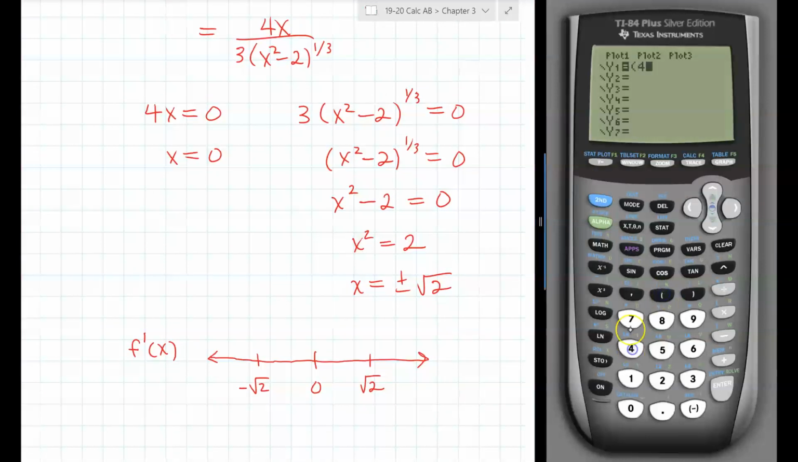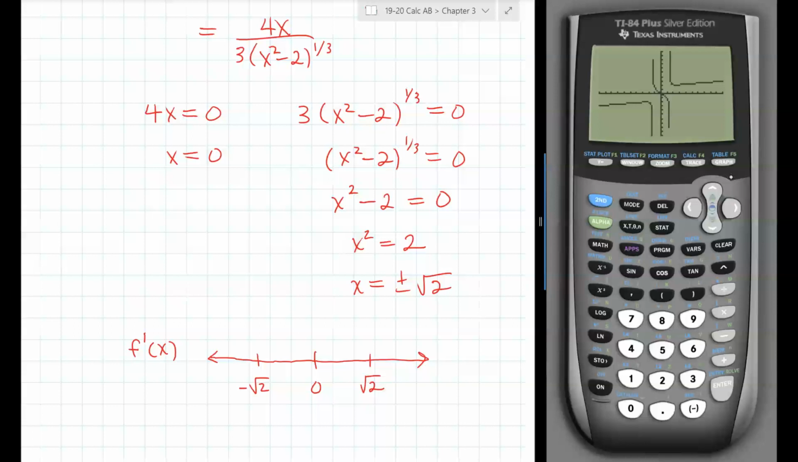Let me put 4x divided by 3 times (x squared minus 2) to the 1/3 power, and put one more parenthesis here to close that off. So there's my function, and this is what the graph of the derivative looks like. This is not the original function, okay? This is the graph of the derivative. Now the reason why I graph the derivative is because I want to figure out the values for numbers less than negative radical 2, between negative rad 2 and 0, 0 to rad 2, etc.